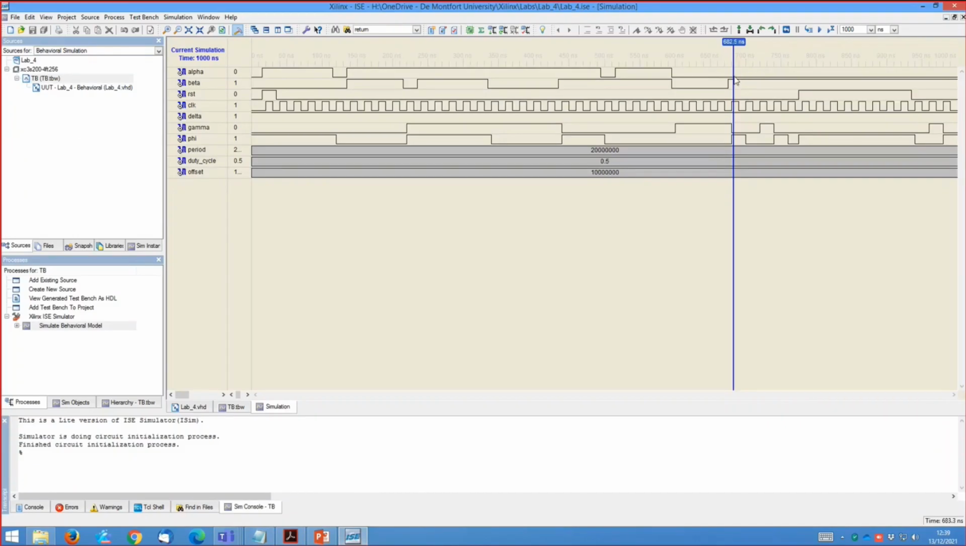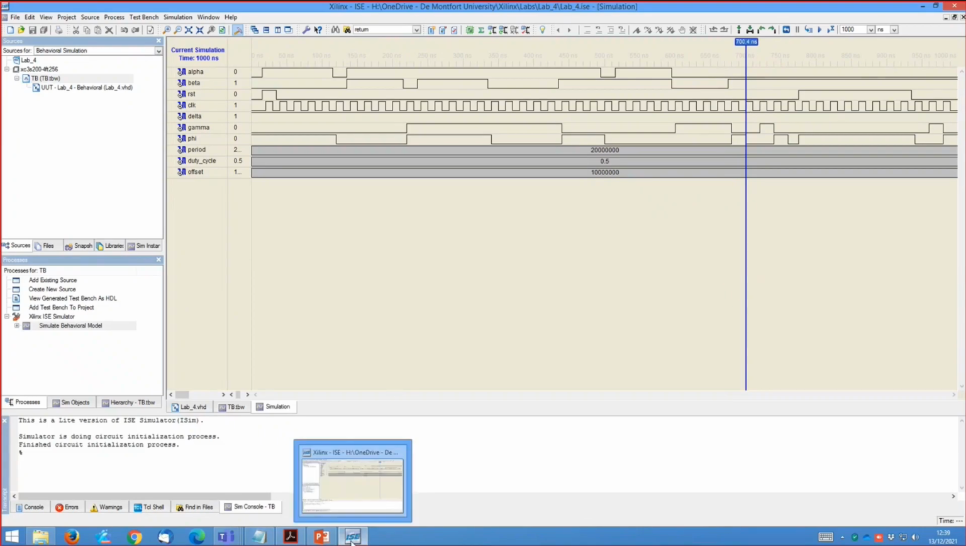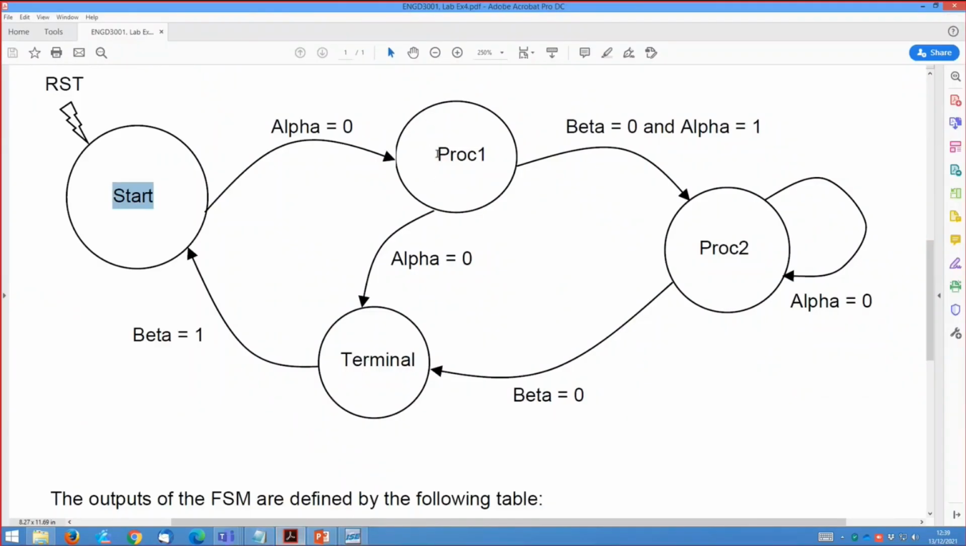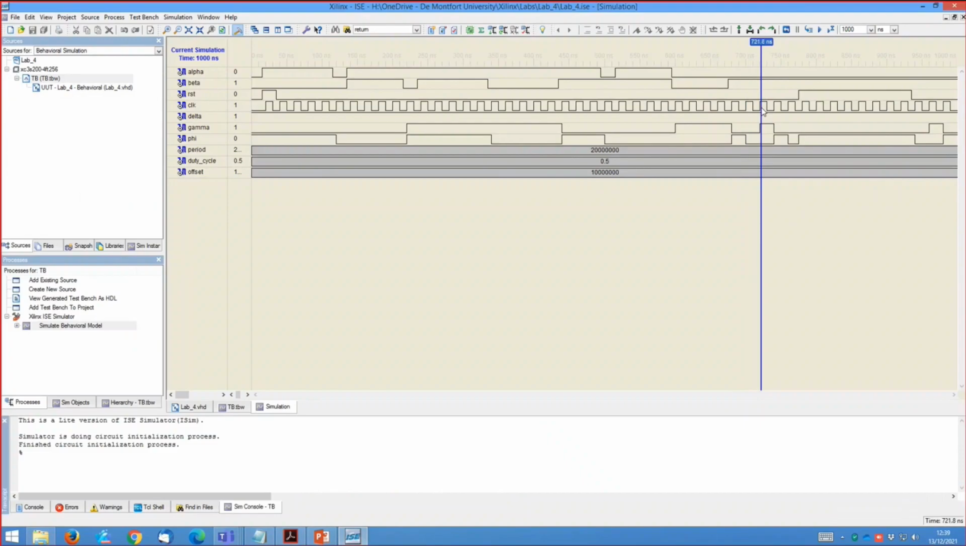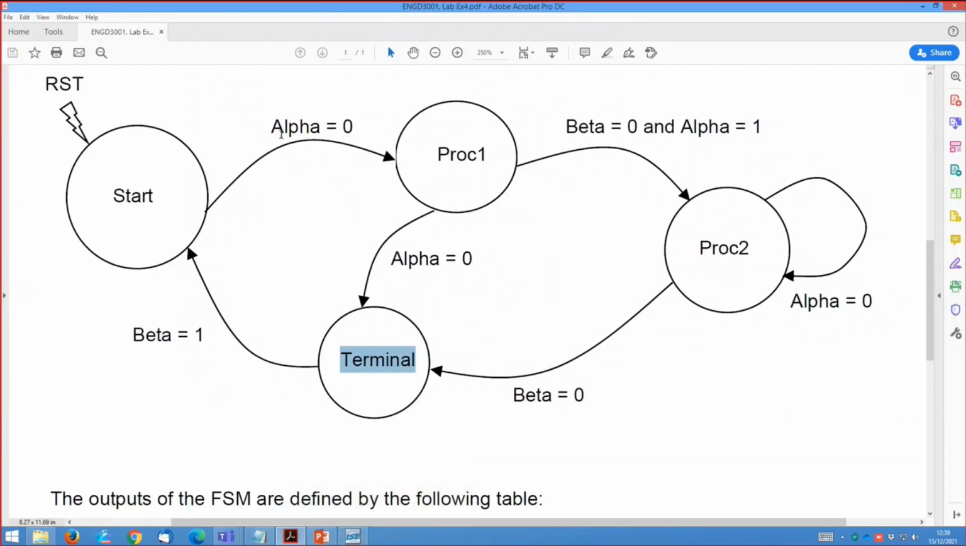Okay. At that point, alpha is, as you can see, 0, which means that when the next clock arrives, it will change state and then it will go to proc 1. So here, then in fact alpha remains in 0, and because that is the case, it will then move on the next clock to terminal. And you can see that happening here on the next rising edge, because alpha continues to be 0, will be moving to terminal. Then because alpha is still set to 0, will be then on the next clock move from start to proc 1 again.